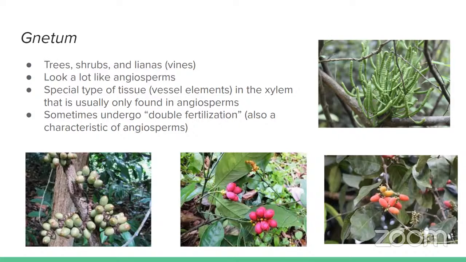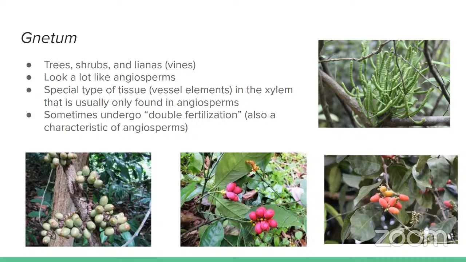But a weird thing about them is they look a lot like angiosperms. If you were to see one and you didn't know that Gnetum was a gymnosperm, you probably wouldn't guess it. This is because they have a bunch of specializations which otherwise we really only see in the angiosperms. One of these is associated with the xylem. The xylem in Gnetum and in angiosperms has a type of tissue called a vessel element. The vessel element helps distribute the water, but you see it in no other gymnosperms.